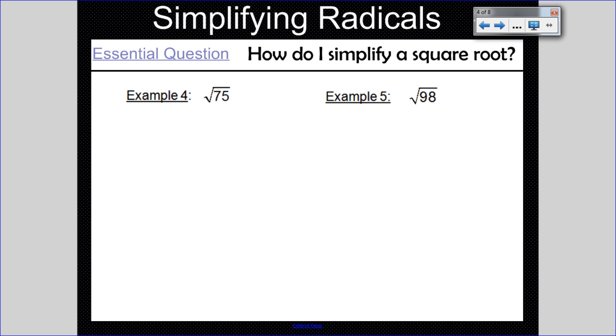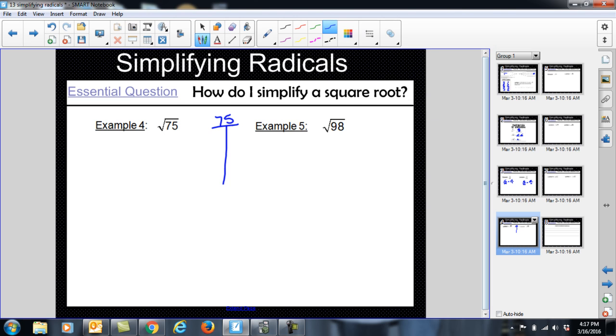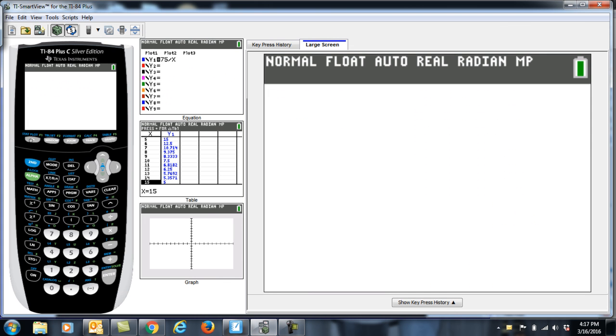Well, the first thing I need to do is break up the square root of 75 into two numbers that multiply to make it. But it's not just any two numbers. It has to be two numbers where at least one of them is a perfect square. So the first thing I'm going to do is list all the factors of 75, and if you don't know what they are off the top of your head, you can grab your calculator.